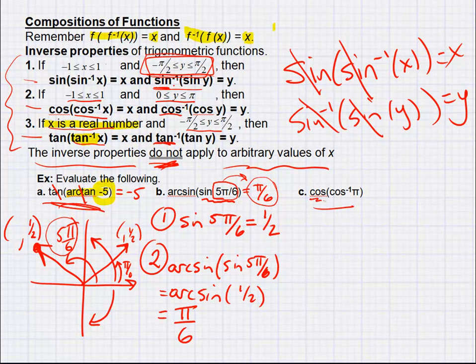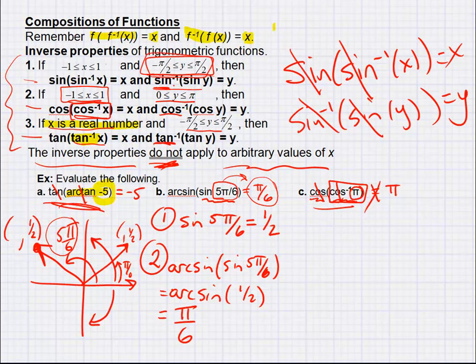The cosine of the inverse cosine of pi. So inverse cosine's on the inside. When your inverse is on the inside, you got to worry about domain. This is the domain for the inverse cosine. Pi is not between -1 and 1. So I can't just say cancel, cancel. The answer is pi. It's not going to work.